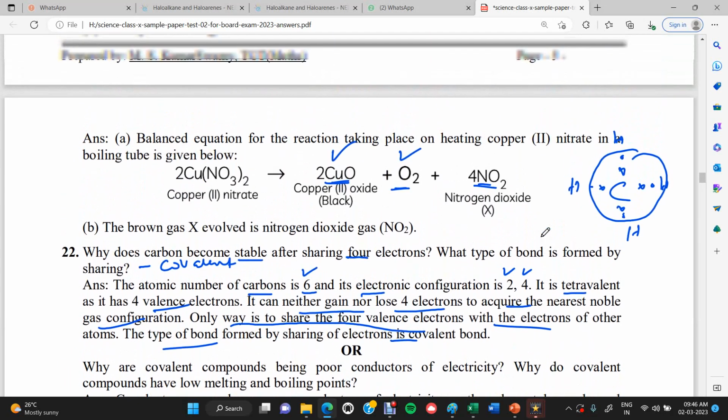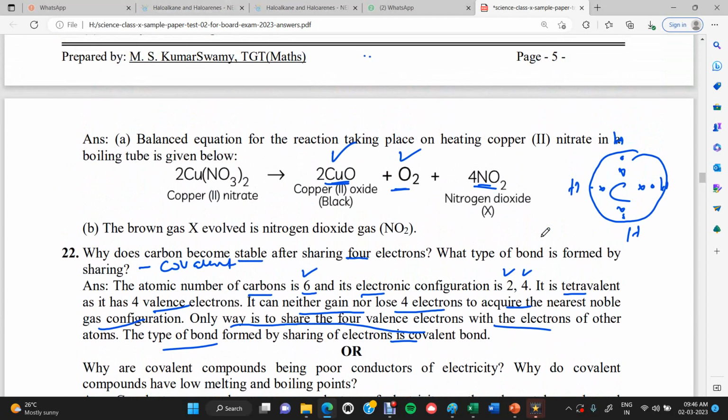Then, why are covalent compounds poor conductors of electricity? Why do covalent compounds have low melting and boiling points? Yeah, very strong.